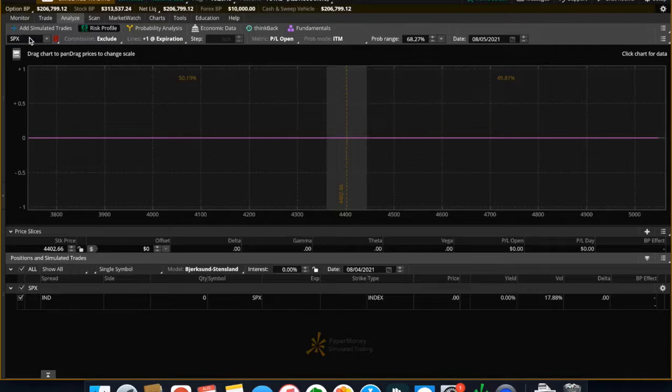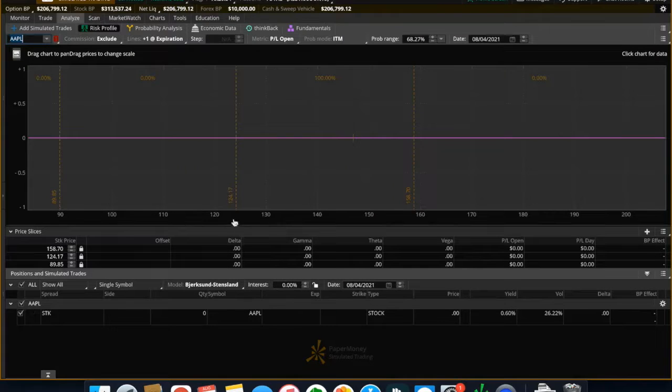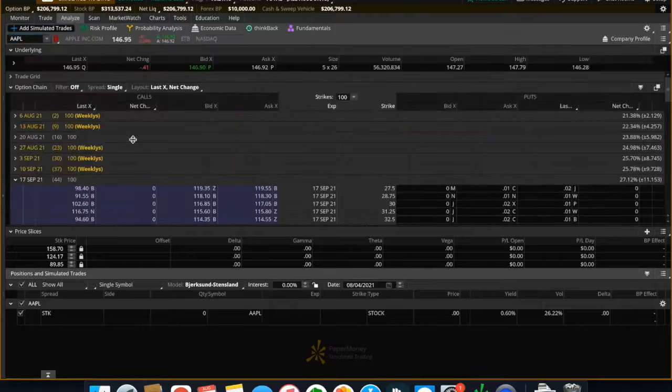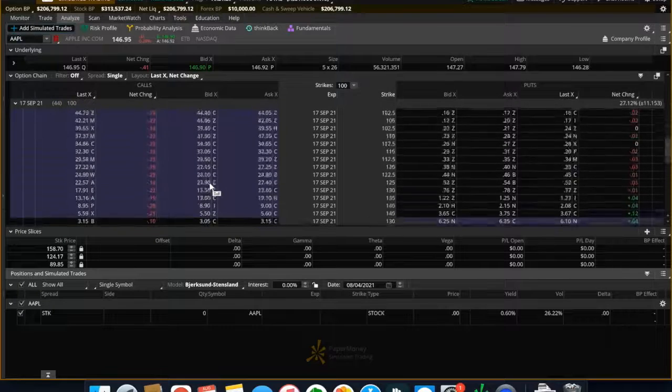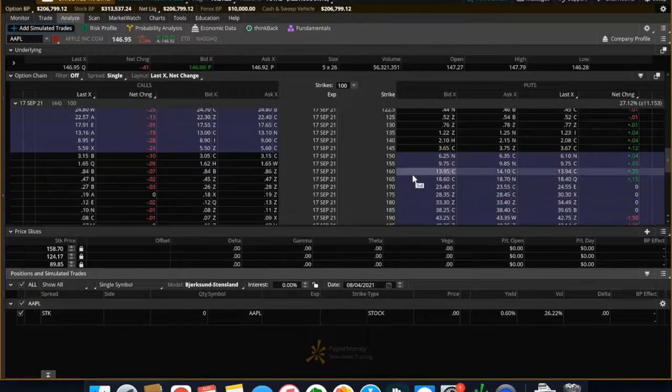So let's pull up Apple. We've been using that for a lot of our examples, and we're going to look at some option positions graphically, so we can analyze what it might mean for different positions. What I will do is add a simulated trade, and that's up here in the upper left where it says Add Simulated Trade. I can click on something, and let's look at an at the money option.